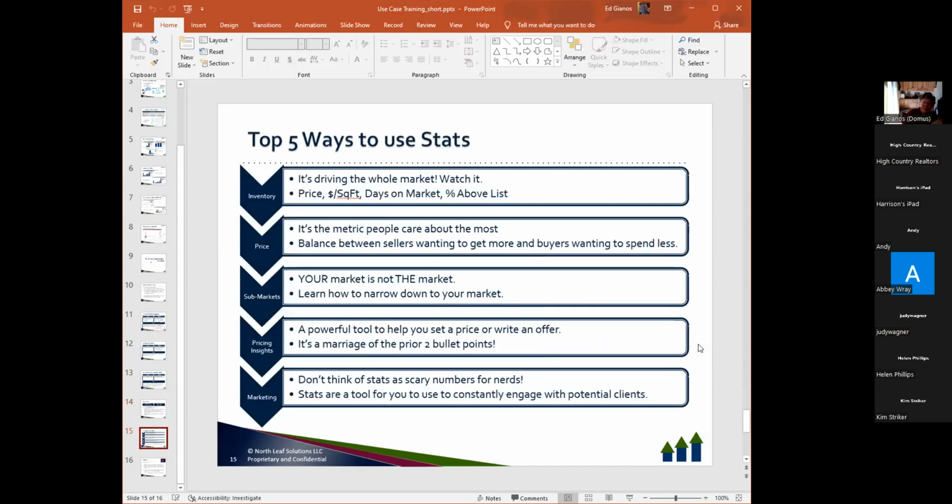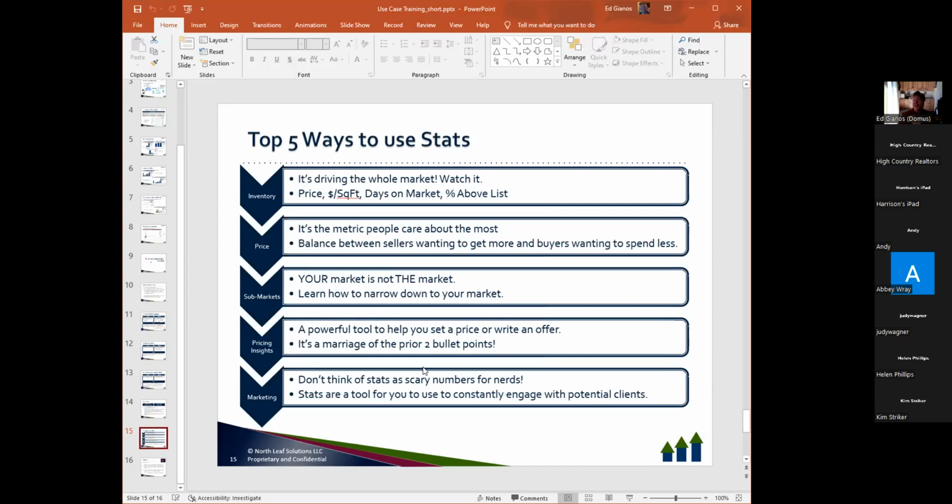Look at the different ways you can do stats. Inventory is the number one thing right now. We know that inventory drives price, but people just care about price. Submarkets, and I'm going quickly here because I know I've got to let you guys go. Submarkets, if you live in an area, your land listings are not your city listings, are not your rural listings. Tailor that communication. And the numbers describe the market.